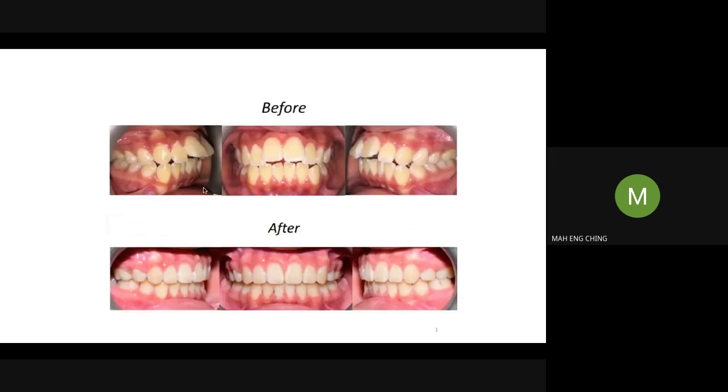So same with this case, you see the upper incisor proclined, class 2 division 1. So we want to bring the upper incisor back. So we sacrifice the good premolar, which is number 4. Then by doing that, we can upright the incisor quite a lot.